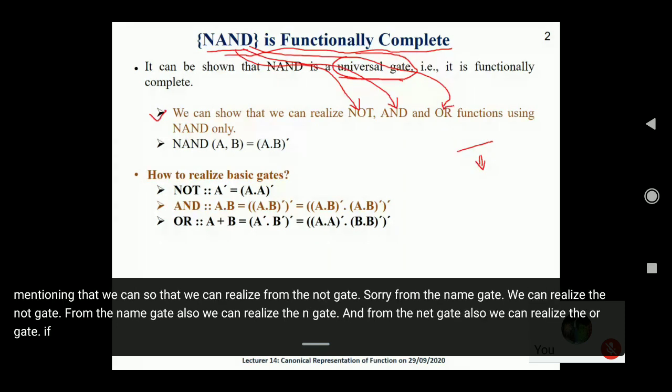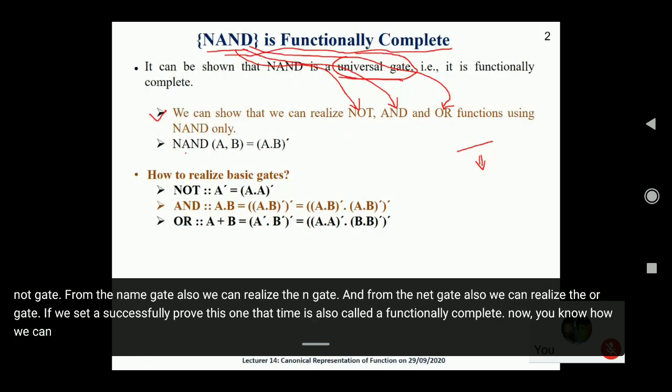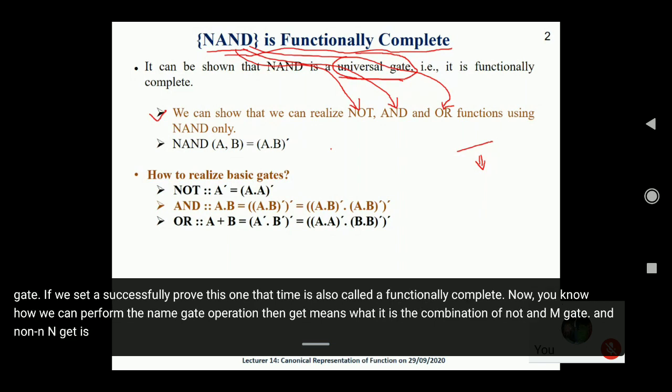If we successfully prove this one, what happens? The NAND gate is also called functionally complete. Now you know how we can perform the NAND gate operation. NAND gate means the combination of NOT and AND gate, and it is one type of universal gate.